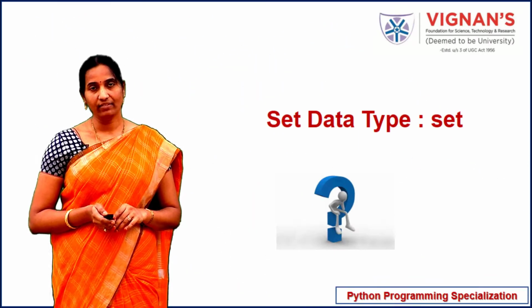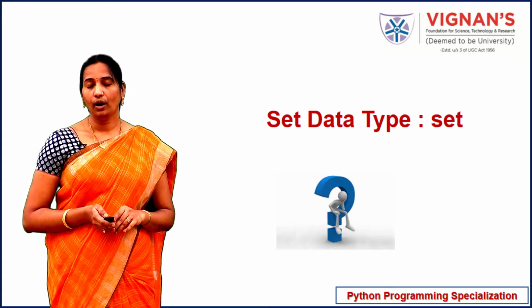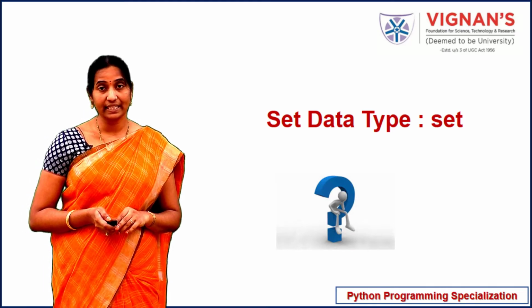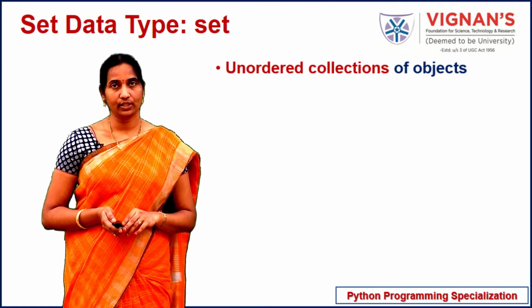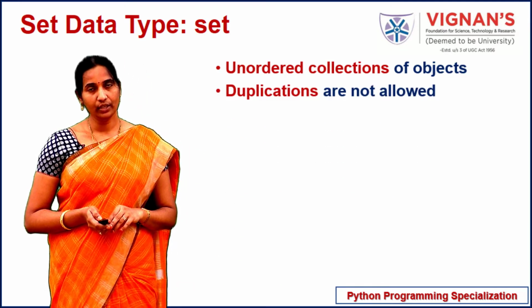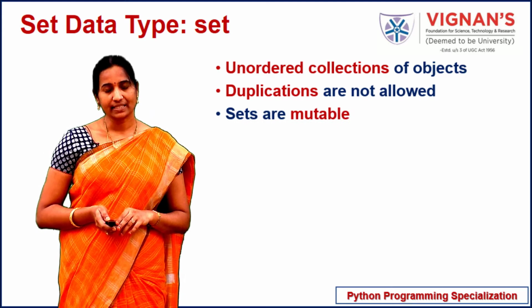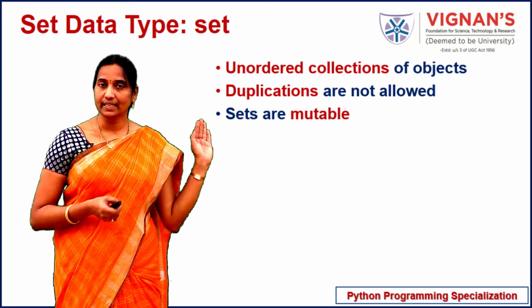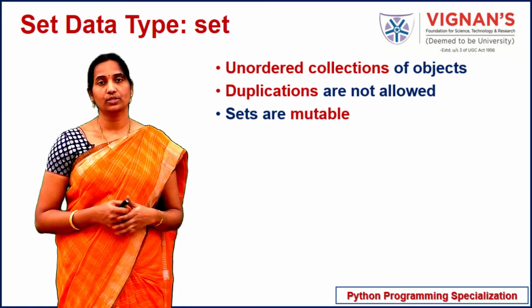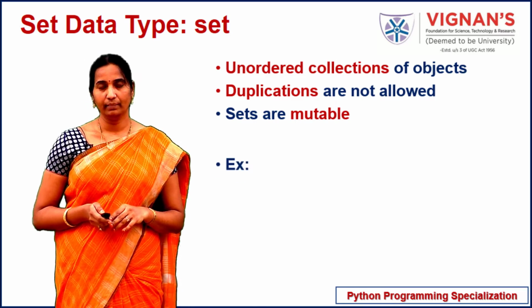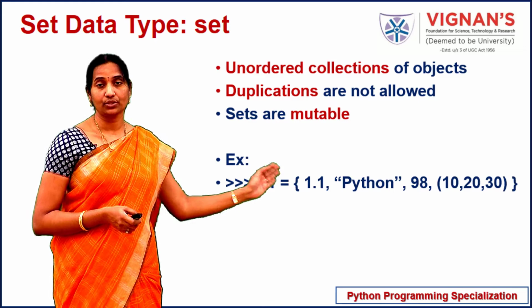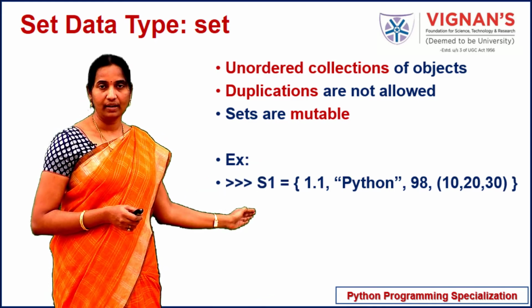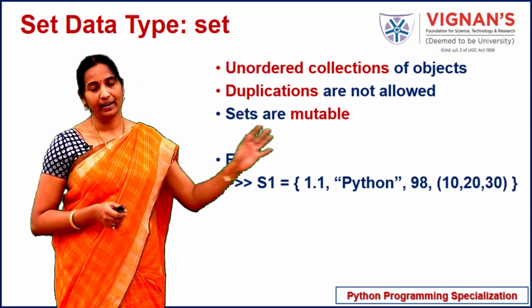Now let's have a look at the set data type, how the set data type can be used to store the data as a set. A set allows us to store the unordered collection of elements without any duplications. Moreover, sets are mutable, that is once a set is created, you can add new elements, you can even remove the existing elements. Consider this example S1, which has 4 different elements: a floating point number, a string, an integer and a tuple.